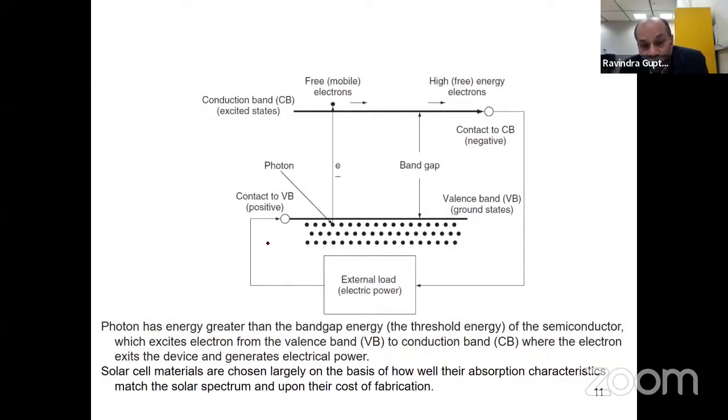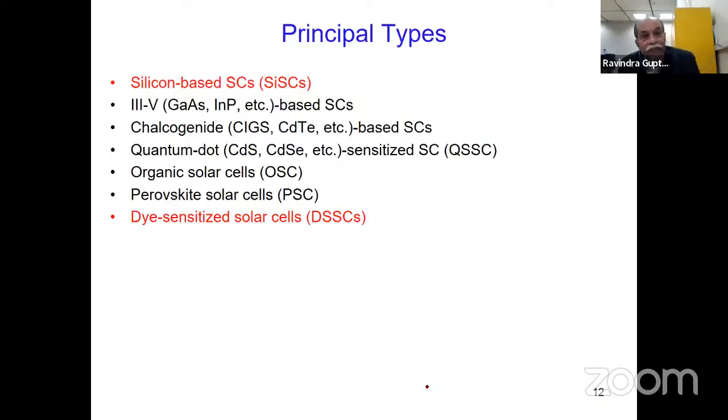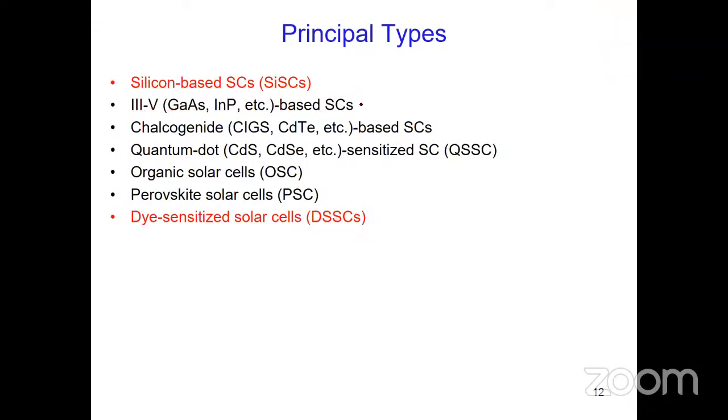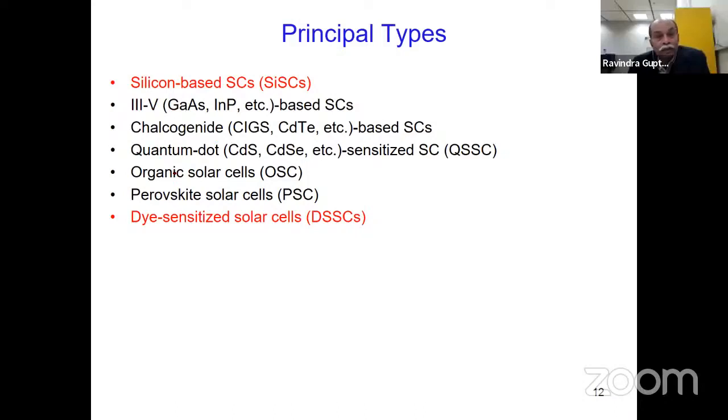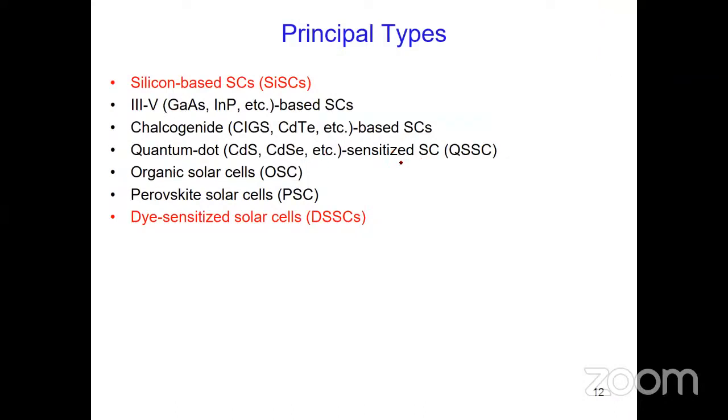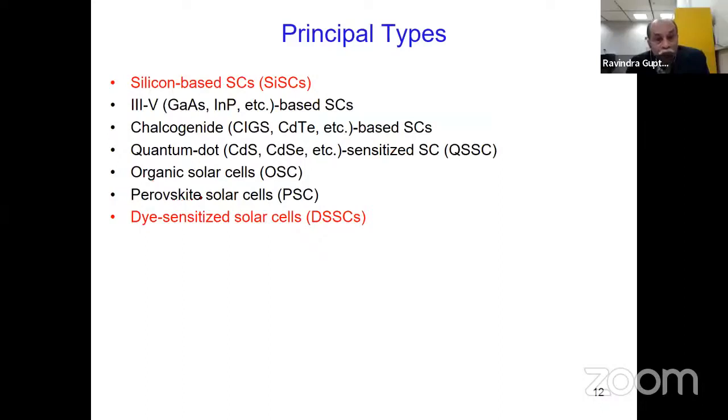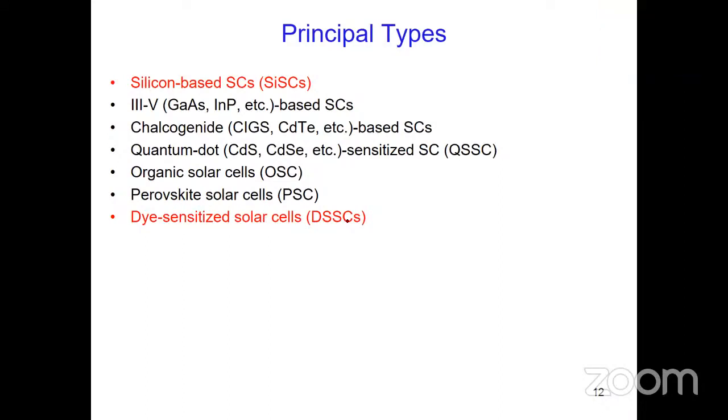But what are the solar cell materials? Which type of solar cell do we choose? The basis is how well the absorption characteristics match with the solar spectrum, and also the cost of fabrication. So these are the two requirements for solar cell materials. We have different types of solar cells: silicon, which is available everywhere nowadays, third and fifth group elements based solar cells, chalcogenide, quantum dot sensitized solar cells, organic solar cells, perovskite solar cells, dye-sensitized solar cells.